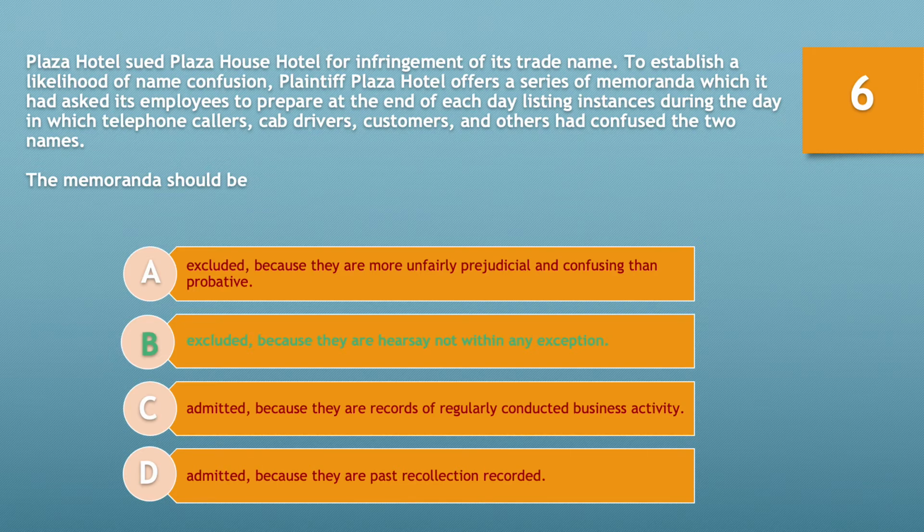where the information was recorded by somebody under a duty to record or report such information, by somebody with personal knowledge of the information at or near the time of the matter described, and when the record was kept in the ordinary course of business. In this case, the written statements prepared by the employees would be offered to prove the truth of the matter asserted in those statements, i.e., that people had confused the two names. This is hearsay, not within any exception.